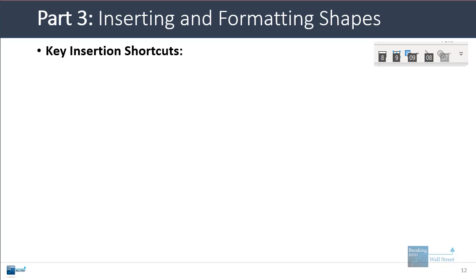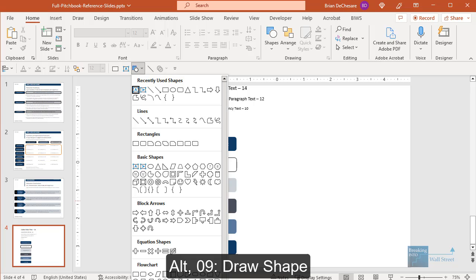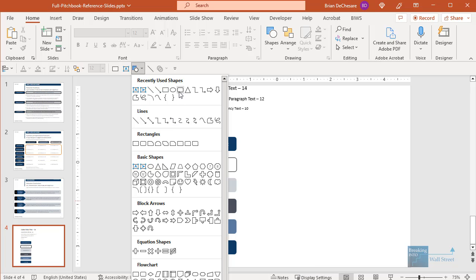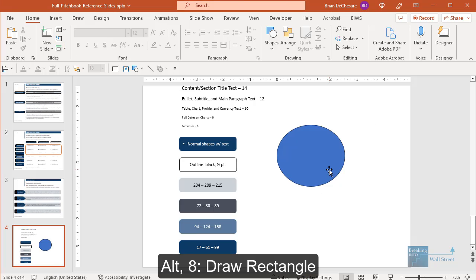So the key insertion shortcuts are Alt-9 for drawing a shape and then Alt-8 for drawing a normal rectangle. Both of these use our quick access toolbar. So if I press Alt-9, you can see that I get a selection here of different shapes, triangles, rectangles, lines, all sorts of different things. If I just select an oval right here, I can go and draw it right here. I'm just pressing and dragging the mouse to do this. Now, the other way to do this is you can press Alt-8, and this selects specifically a standard rectangle, and then I can draw it like this.